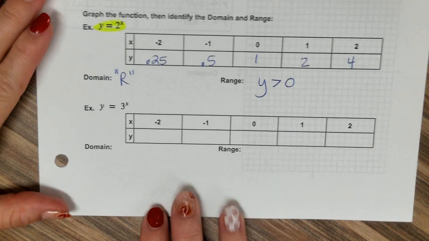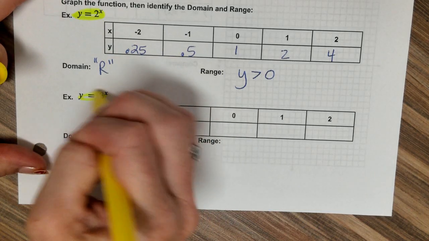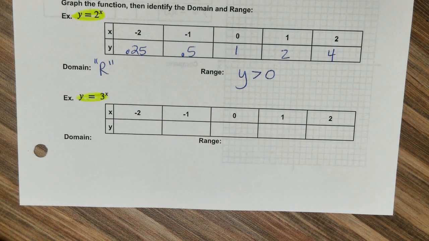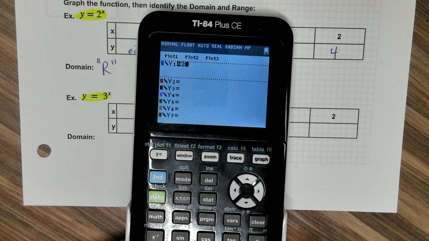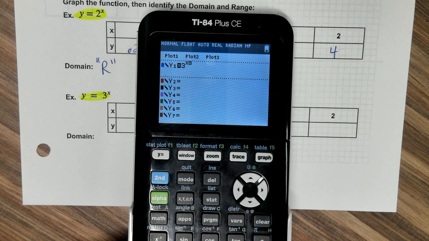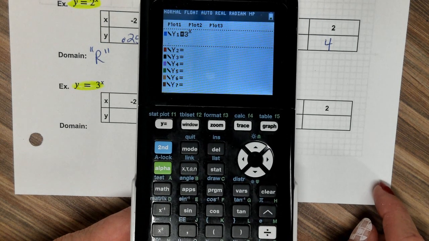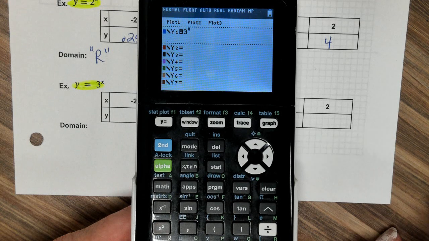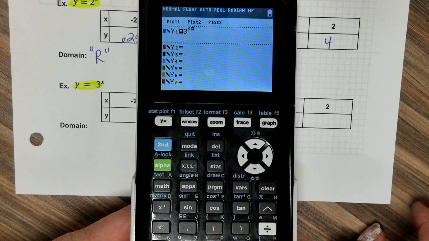All right, let's try this one. So where am I going to go again to put this in? To y equals. So you just got to go up to your exponent and then put your variable in there. Did you get it? Yes or no?